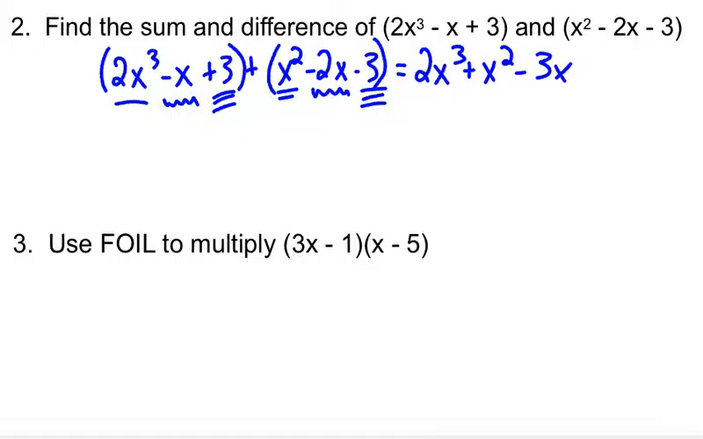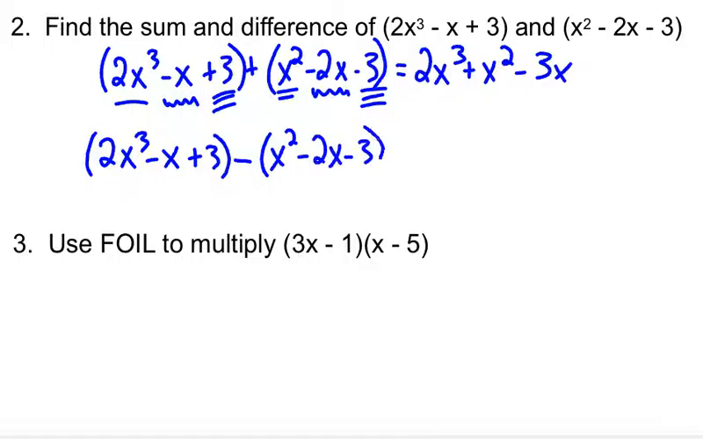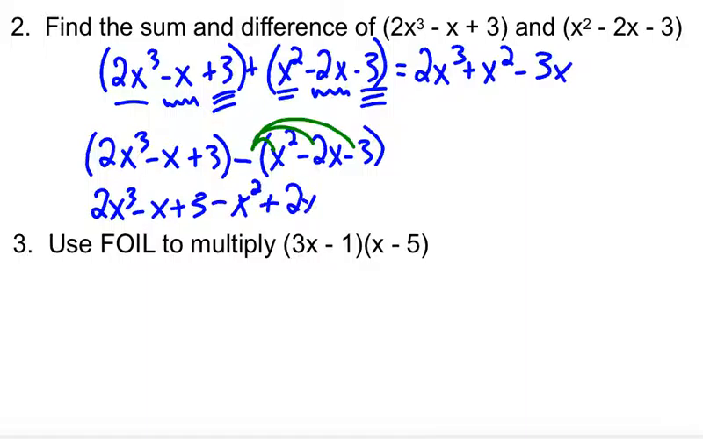So there's the sum. Now for the difference, 2x cubed minus x plus 3 minus x squared minus 2x minus 3. Be careful on your differences. What has to happen here is this minus, that negative sign, gets distributed to all of these things. So what we actually have, this one doesn't change. We have minus x squared, minus minus makes plus 2x, minus minus makes plus 3. So make sure that you're always distributing the negative through when you're subtracting.